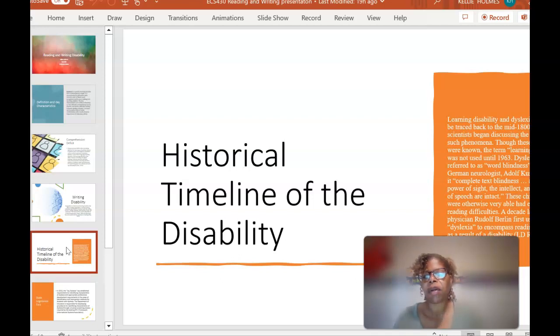Dyslexia was first referred to as word blindness. In 1877, the German neurologist Adolf Kussmaul called it complete text blindness. Although the power of sight, the intellect, and the powers of speech are intact, these children, who were otherwise very able, had extreme reading difficulties. A decade later, German physician Rudolf Berlin first used the term dyslexia to encompass reading challenges as a result of disability.